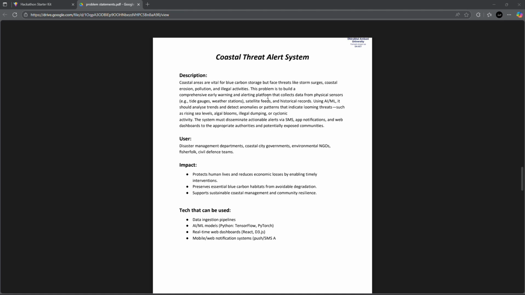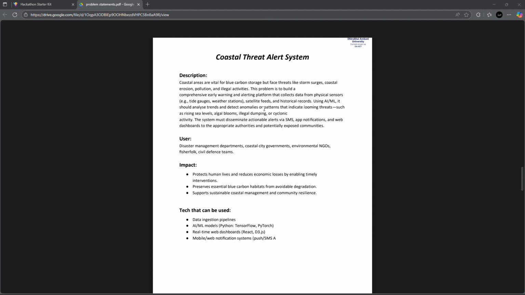The problem statement we take is Coastal Threat Alert System. What the problem describes is that coastal areas are vital for blue carbon storage but face threats like storm surges, coastal erosion, pollution, and illegal activities. This problem is to build a comprehensive early warning and alerting platform that collects data from physical sensors such as tide gauges and from satellite feeds and historical records.